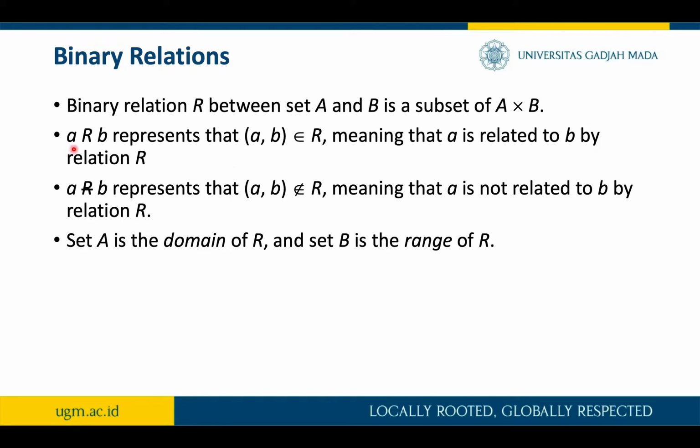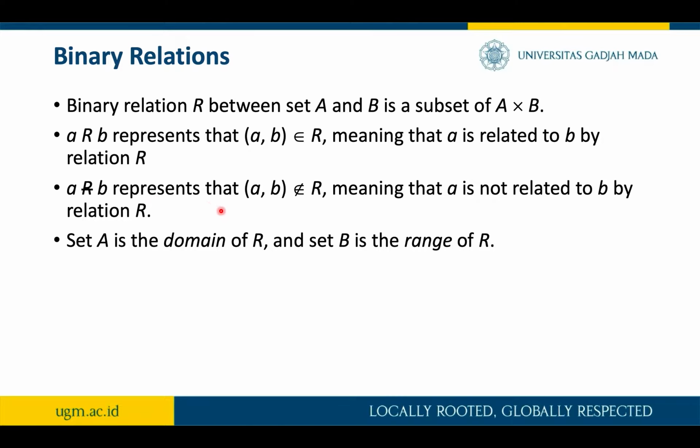We usually use this notation ARB. It means that (A, B) is the member of set R. It means that A is related to B by relation R. If A is not related to B by relation R, then we will use this kind of notation. But actually, the line here should be something like this, similar to this notation.